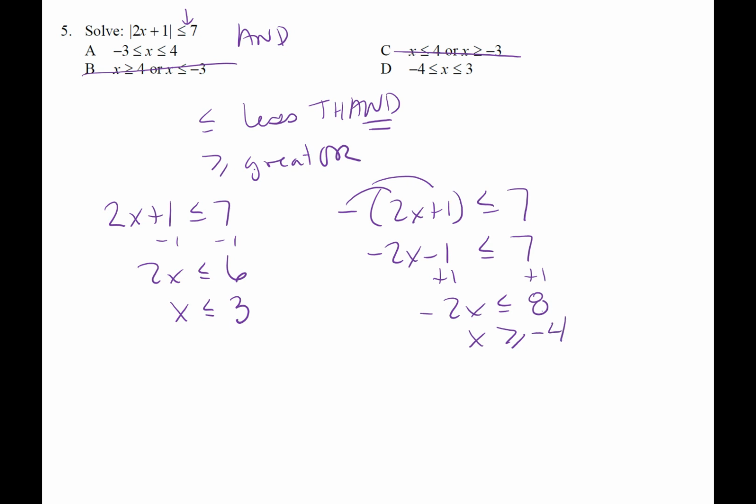And remember, we need to write the word and in between, but they wrote it the fancy way, so I have to do that too. So we've got to go the smaller number first, less than or equal to x, less than or equal to 3. So it's got to be D.